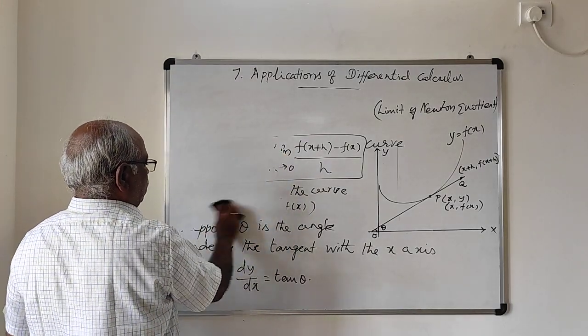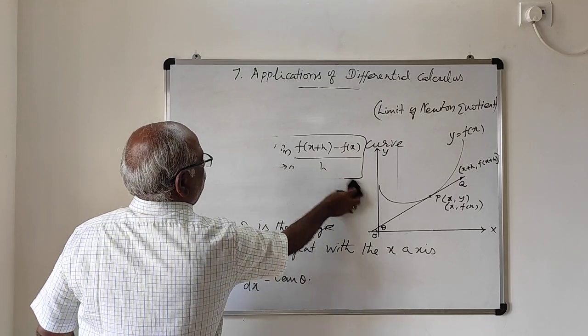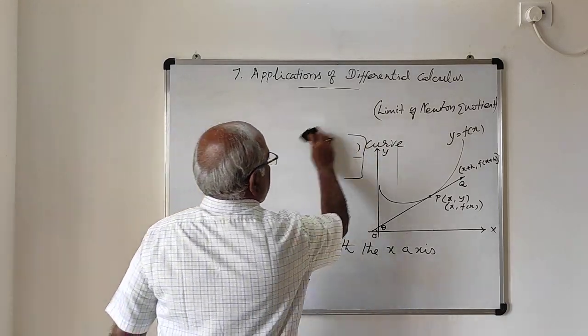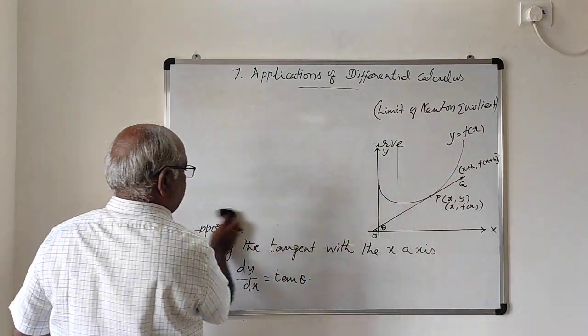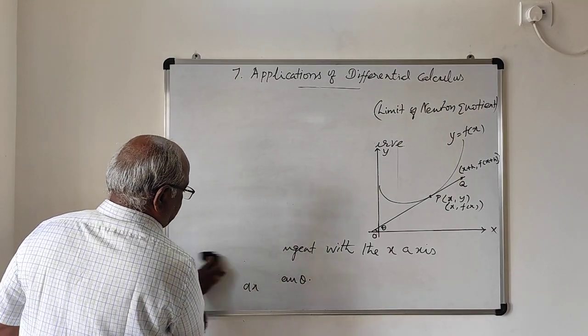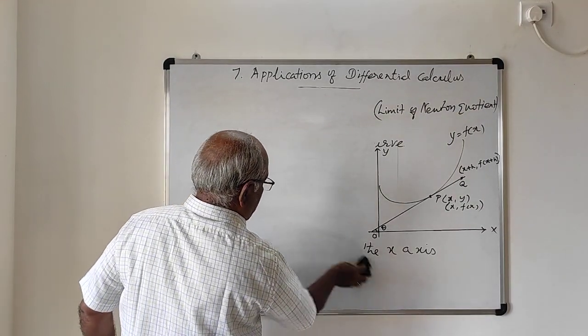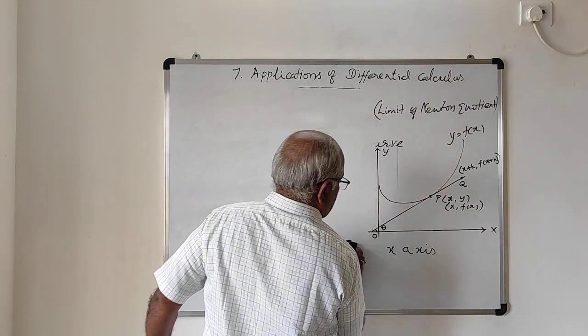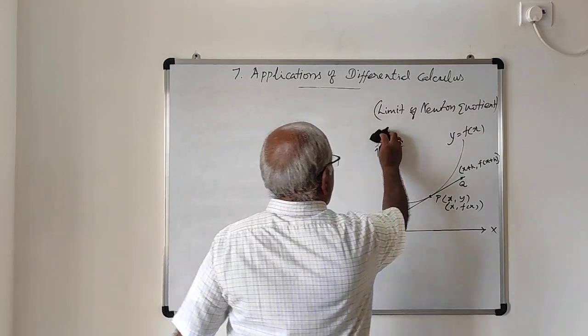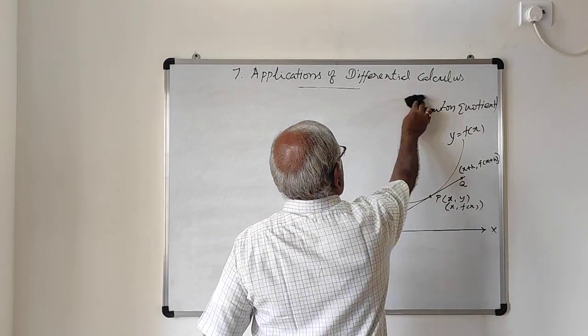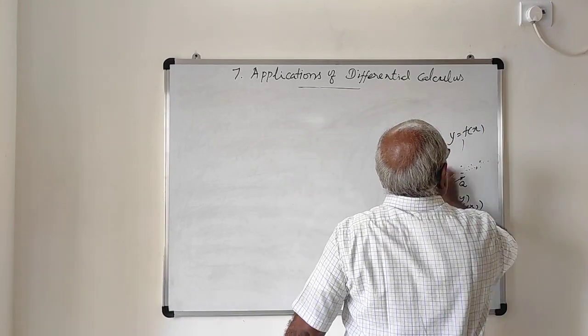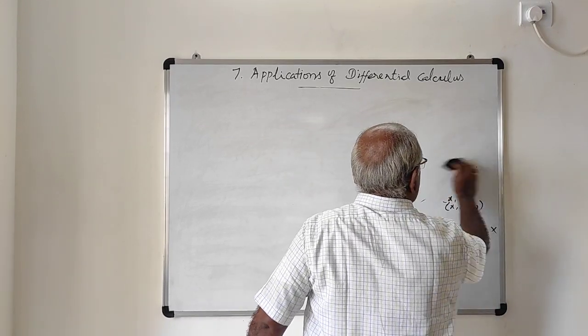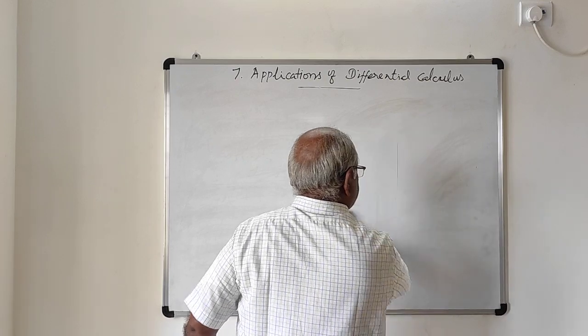So first I have derived the slope of the curve at a point. The slope of the curve at a given point is dy by dx. It is the limit of Newton's quotient, that is, limit h tends to 0 of f of x plus h minus f of x divided by h, and it is otherwise called tan theta, where theta is the angle made by the tangent with the x-axis.